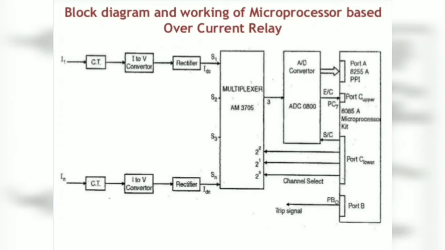Then it goes into the delay subroutine. So from the main program it goes to the delay subroutine which we programmed in the microprocessor, and sends a trip signal to the circuit breaker after the predetermined time delay. So this is the function of the whole circuit.